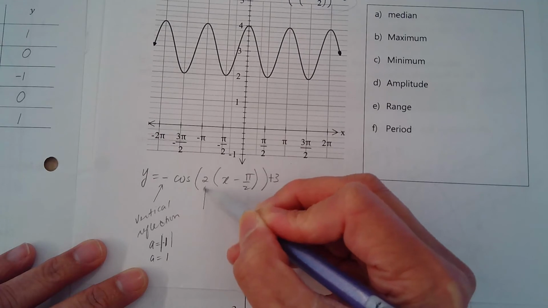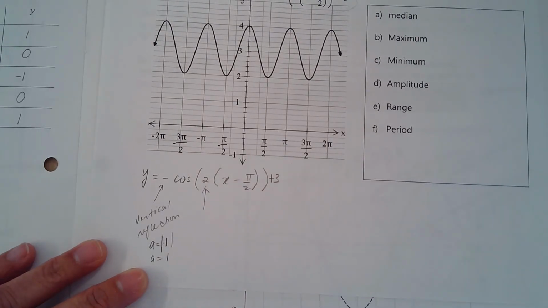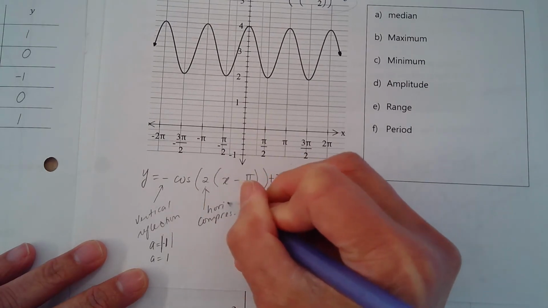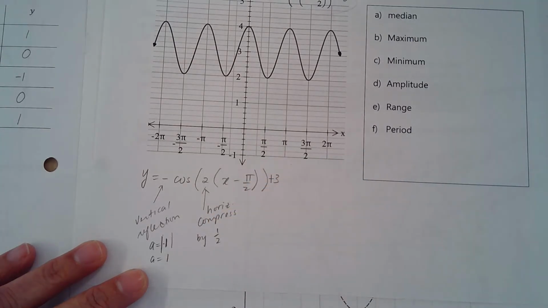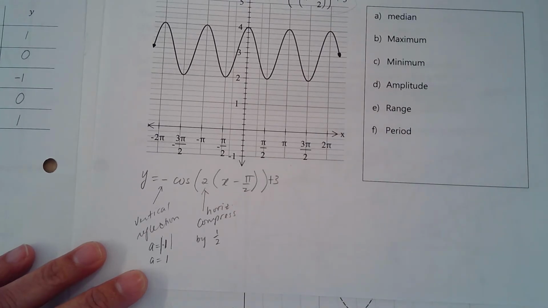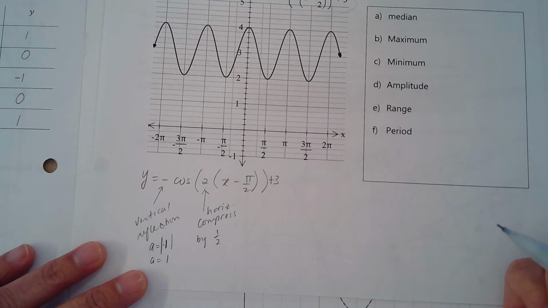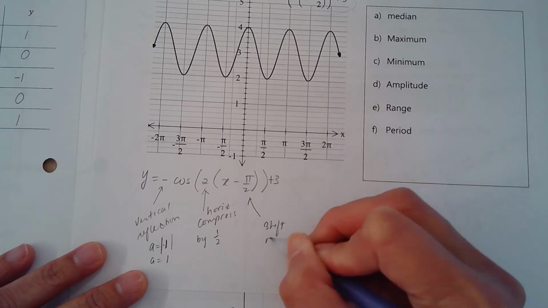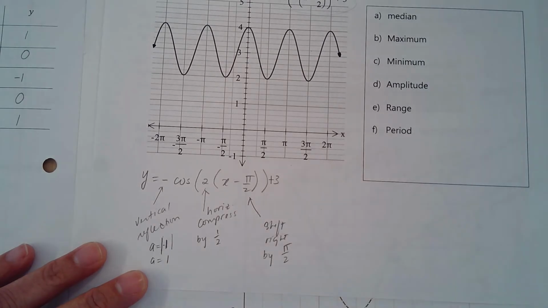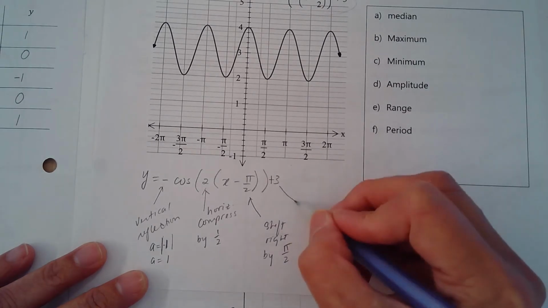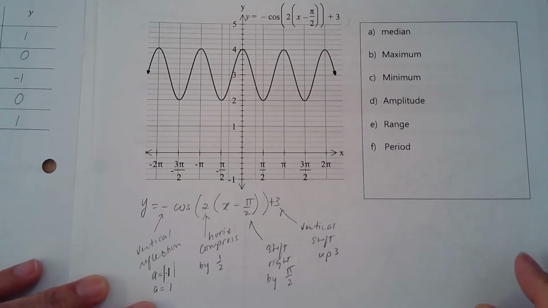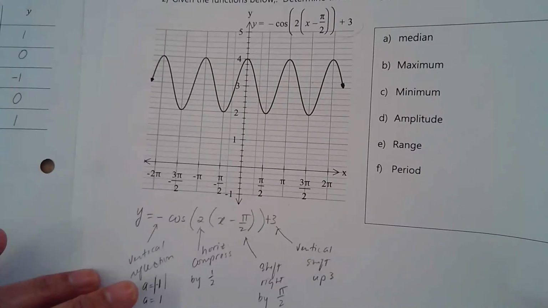Okay, so a different person now. Horizontal compression. Horizontal compression by what? A half, right? 1 over b. Good. Another person. Shift to the right by pi half. Another one. Vertical shift up 3. Awesome. So that's a lot of transformations in one.